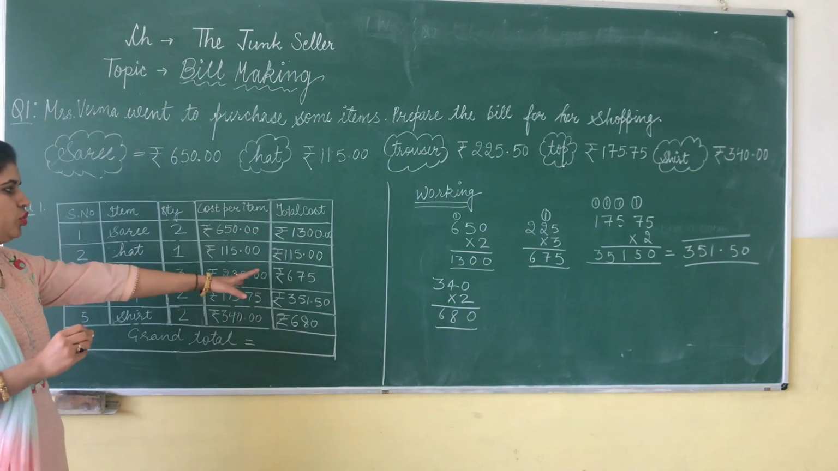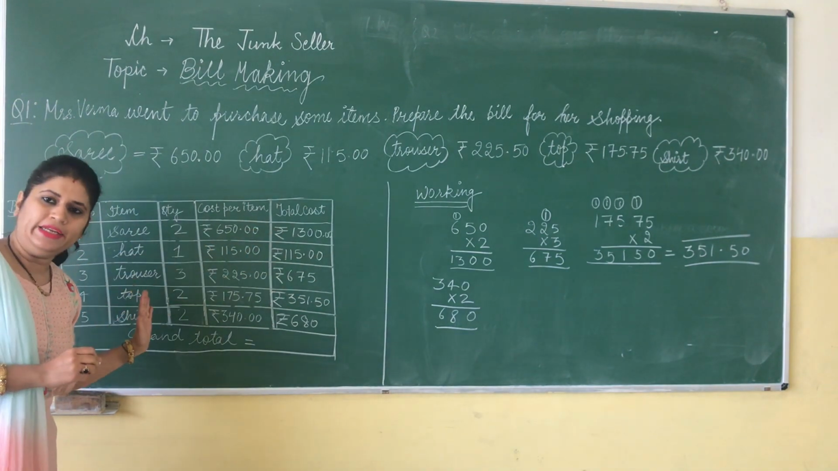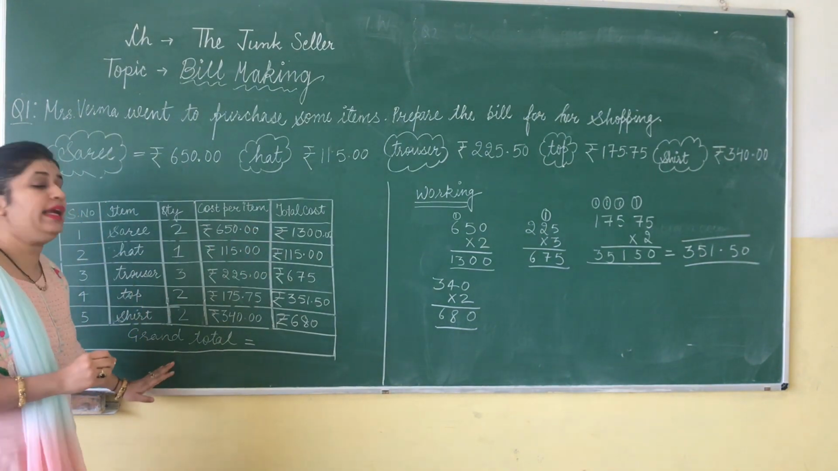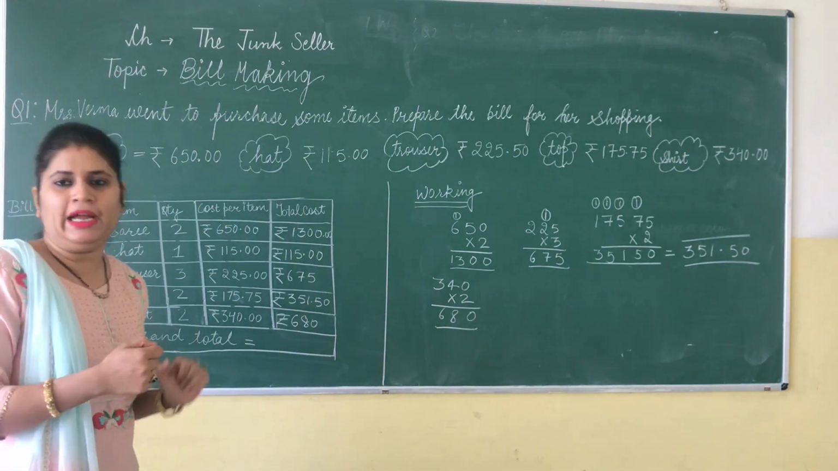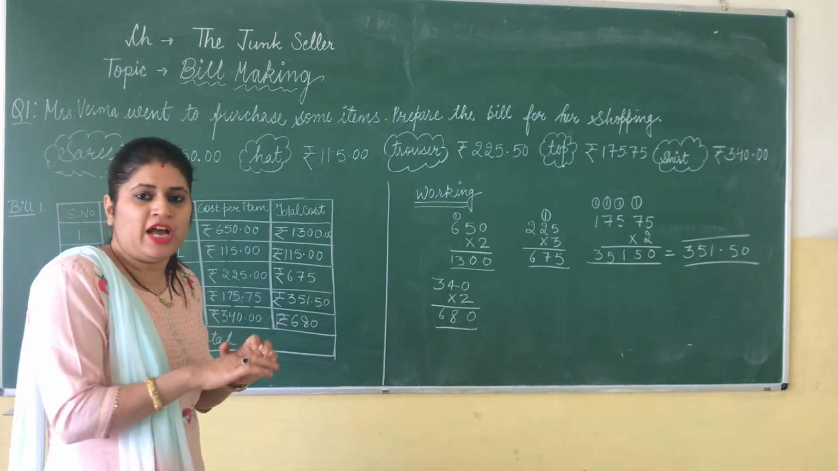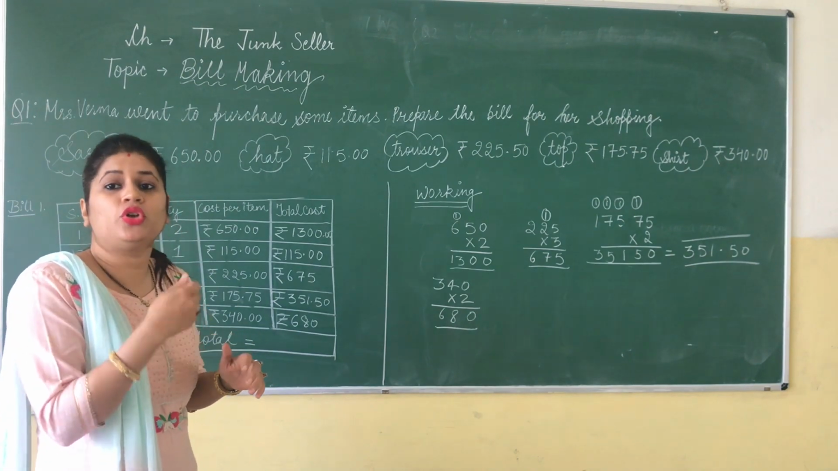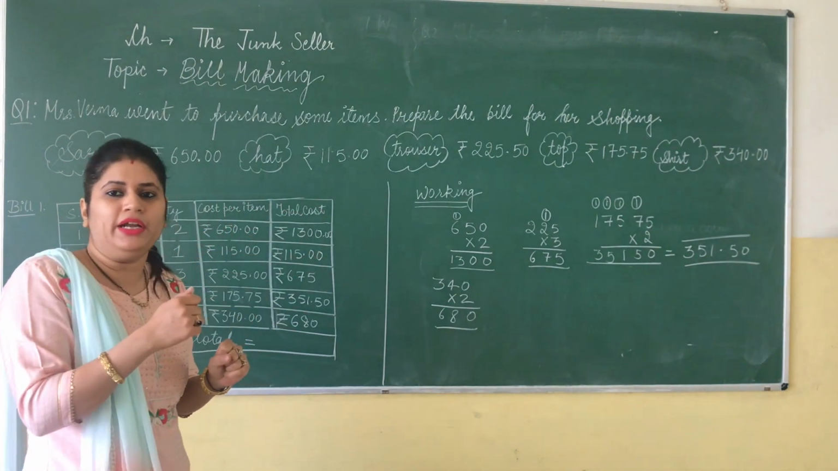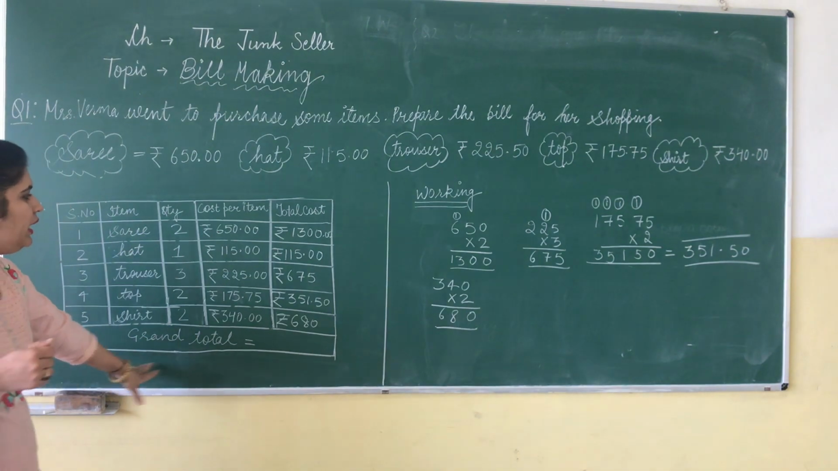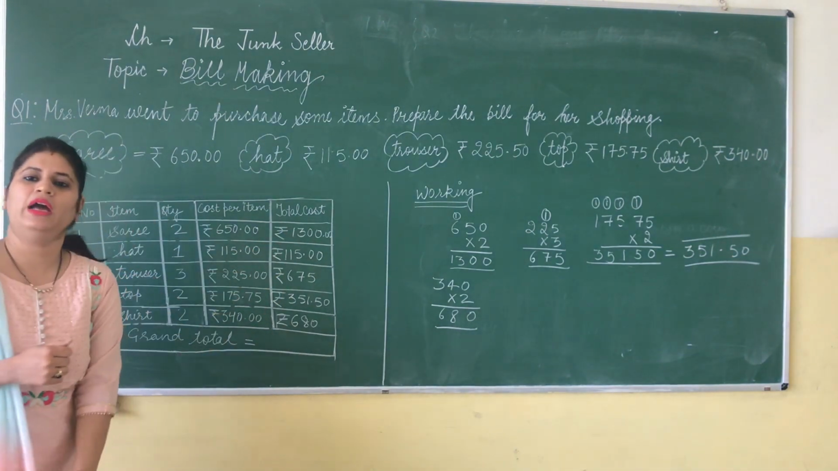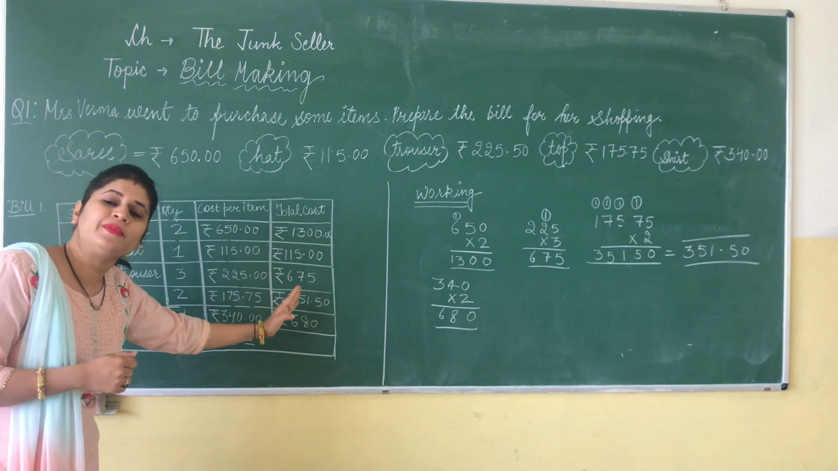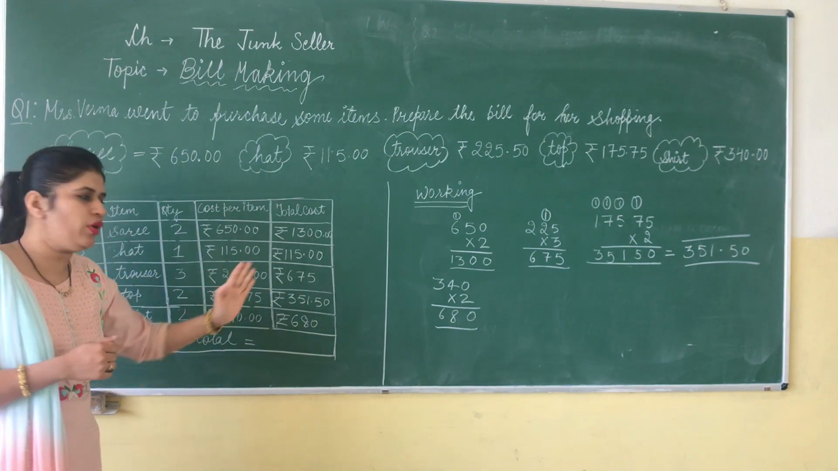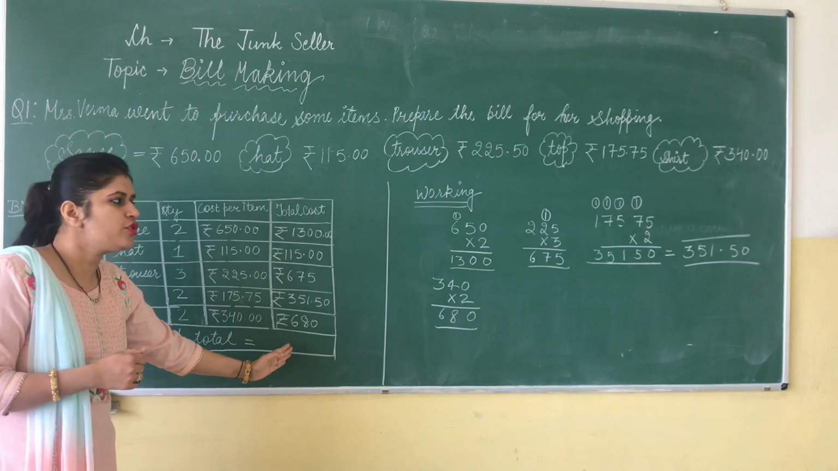Now we have the total cost of all the items. Now we need to find the grand total. What is the grand total? She has purchased so many items, but to the shopkeeper she has to give the lump sum amount, the total amount of all the items. So we will find out the grand total of all the items. That means we need to add all the total costs together.